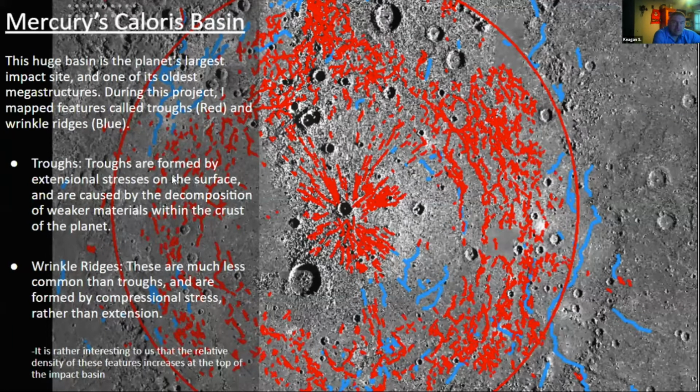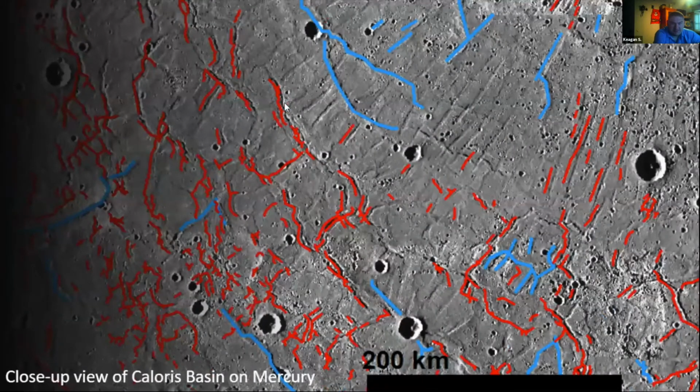It was rather interesting to us that the relative density of these features increases at the top of the impact basin. So in this direction, you can see it has a much higher feature density. This is a close-up view of Keagan Basin.